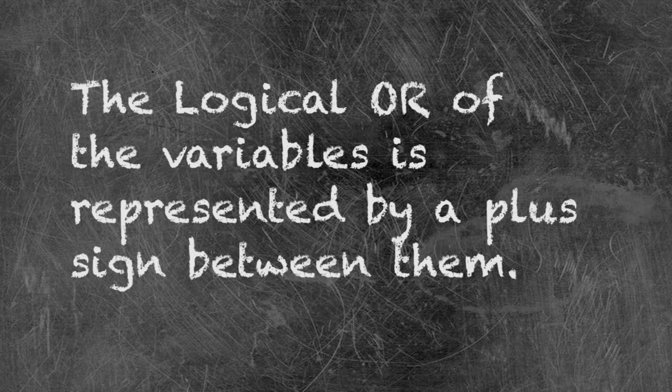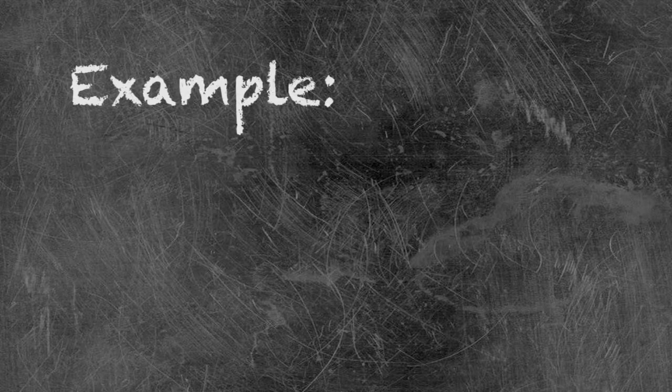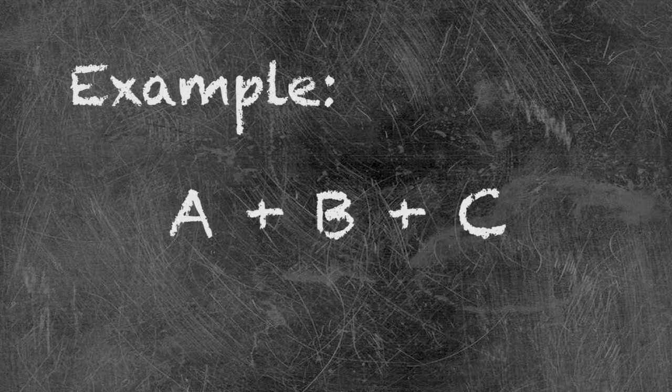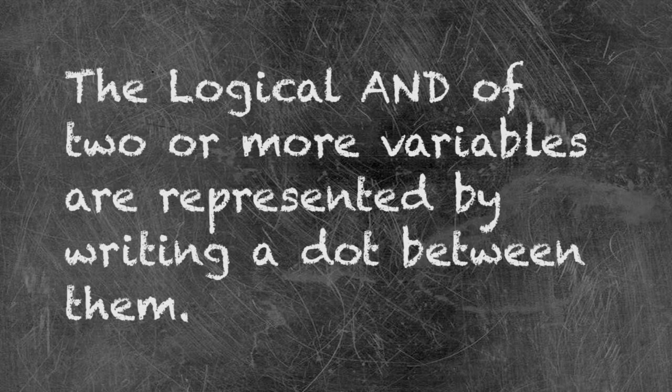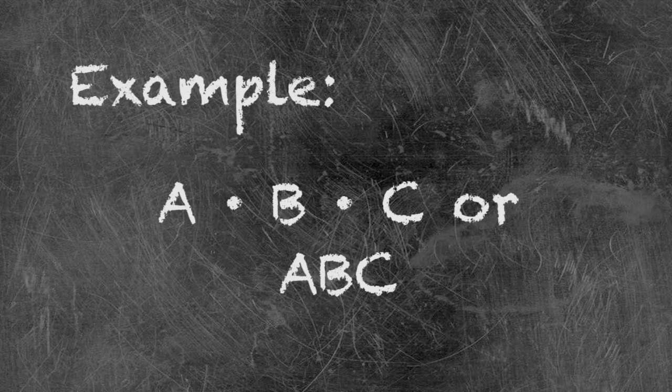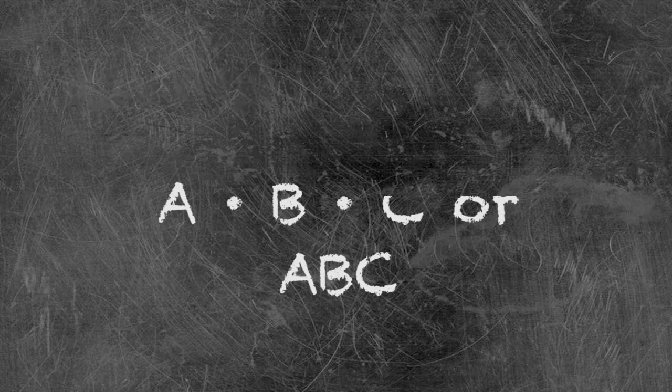The third one is that the logical OR of variables is represented by a plus sign between them, for example, A + B + C, read as A or B or C. And lastly, the logical AND of two or more variables is represented by writing a dot between them, such as A AND B AND C. But sometimes the dot may be omitted, like ABC.